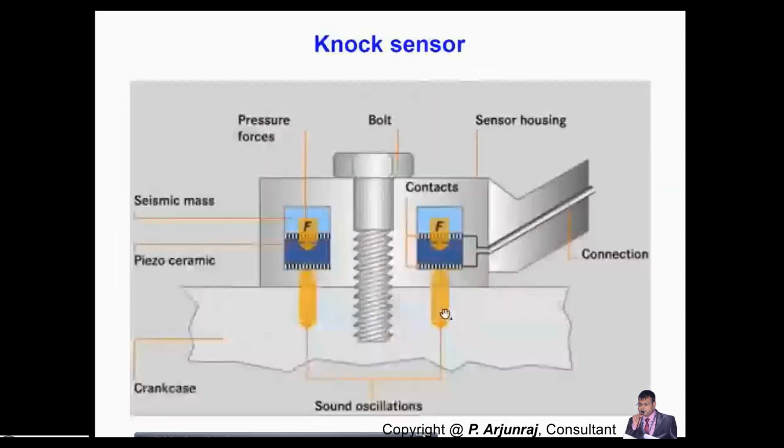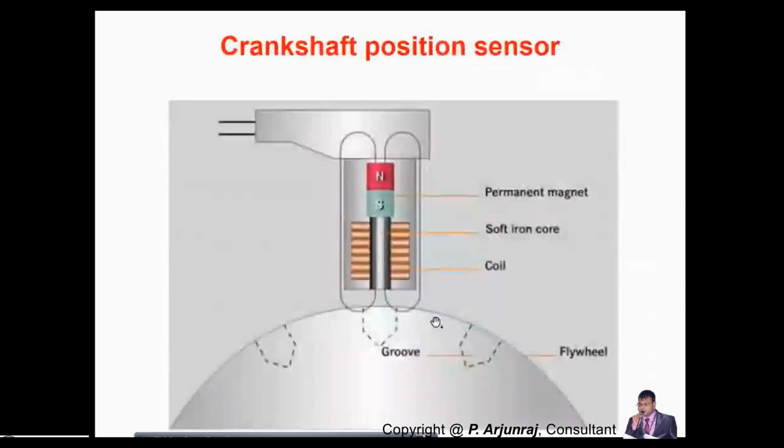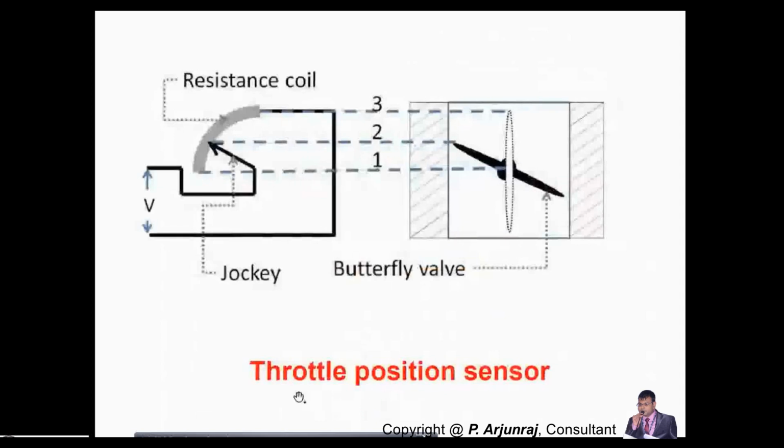This is how it looks. We also have the knock sensors. I have told you about knocking, detonation. Those things can be measured with the help of the knock sensors. This works on the piezoelectric principle. You have the crankshaft position sensors, which work on the principle of permanent magnet. That is the lateral position sensor. This is how it looks.